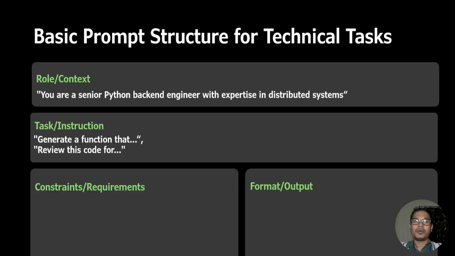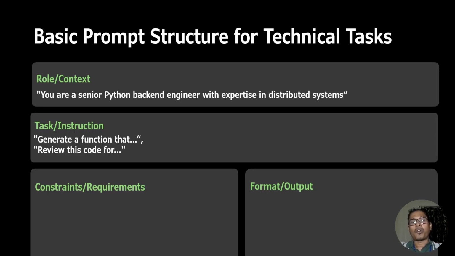Then you define your tasks categorically. In bulleted points you define your tasks or instructions. Like you can define: generate a function that does this. Okay, review this code for this. Okay, so you define your tasks properly.